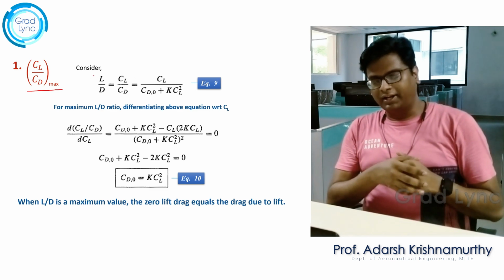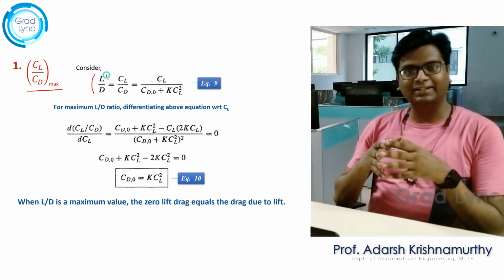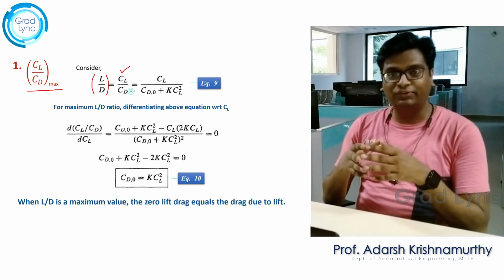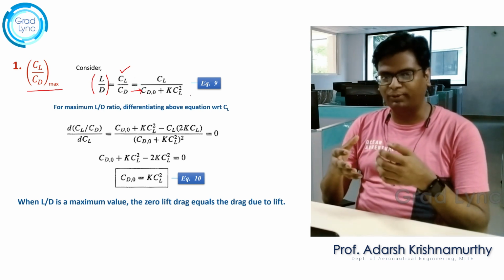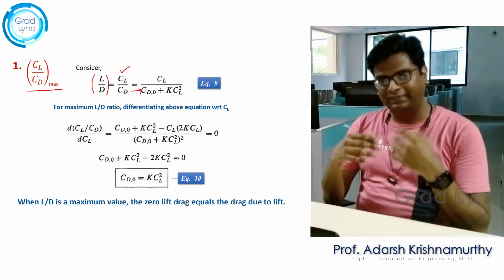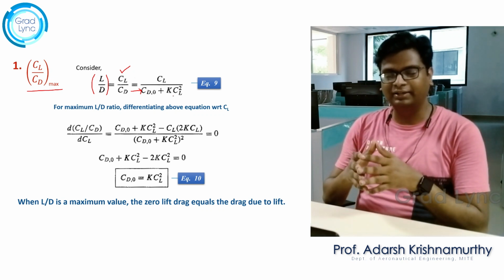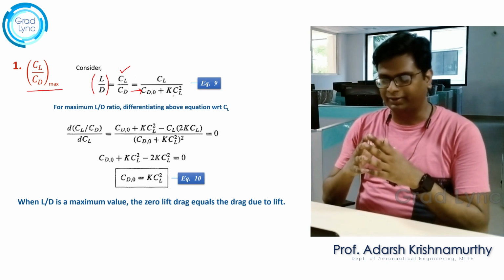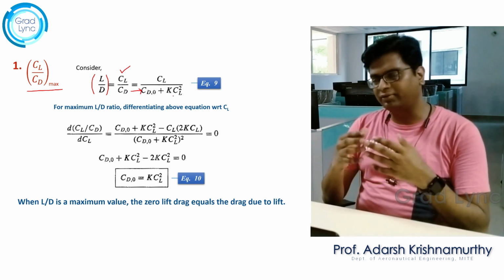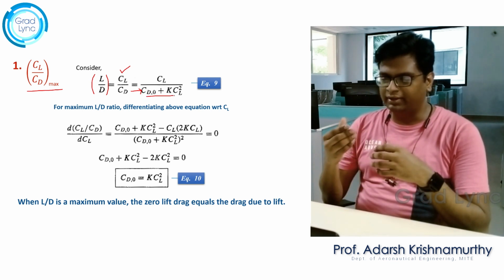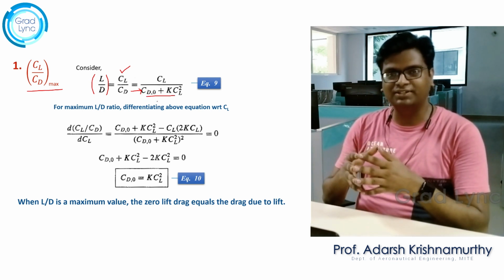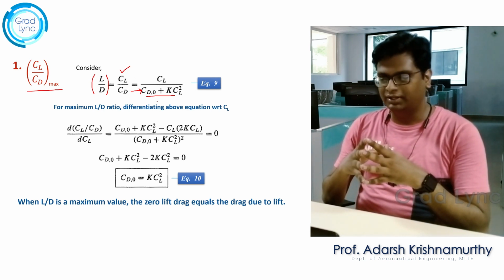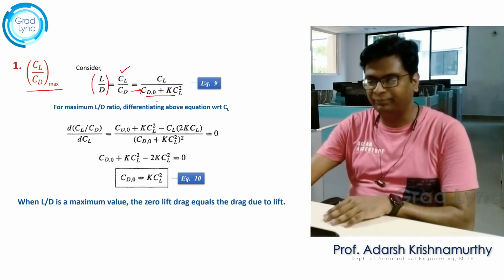So consider the ratio L by D, which I can also write as CL by CD. And CD I am going to expand using the drag polar equation. What is the drag polar equation? It relates the various coefficients of drag, whether it is due to parasite or due to the lift dependent drag. So I have CD is equal to CD naught plus KCL square, where CD naught is the parasite drag coefficient and KCL square is the lift dependent drag coefficient. Right? Let's call this equation number 9.